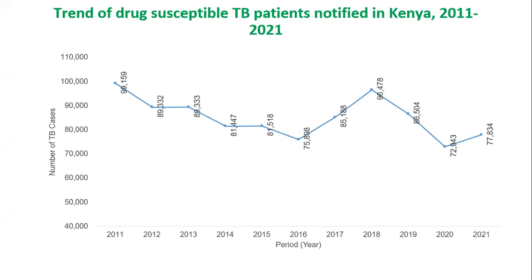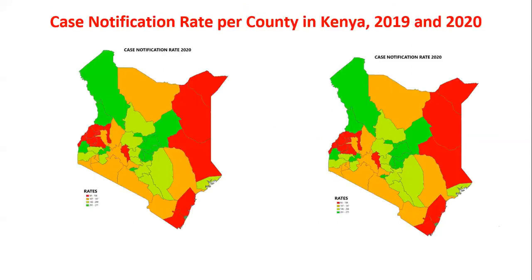But I think the COVID-19 outbreak played some role in the reduction in the case finding of TB. But in 2021, we have started seeing a rise in case finding. So that is the case notification rate in Kenya in 2020.